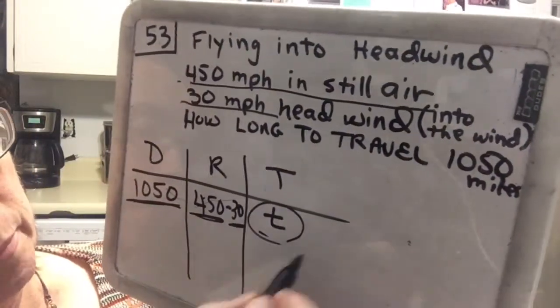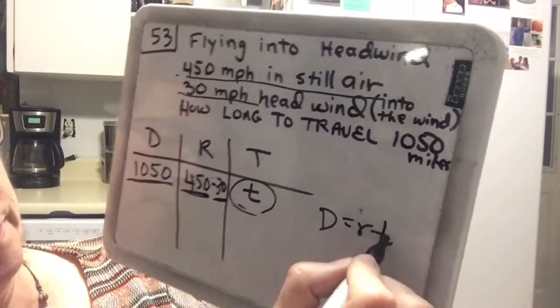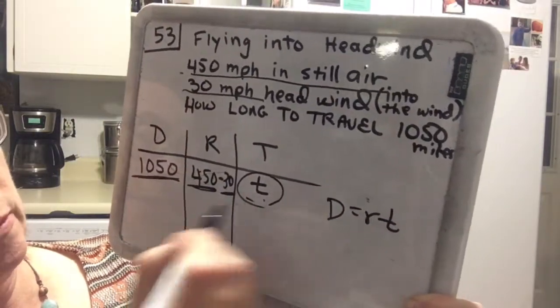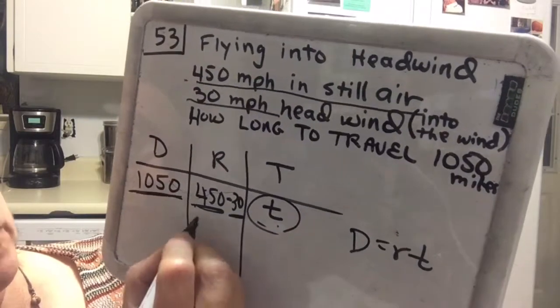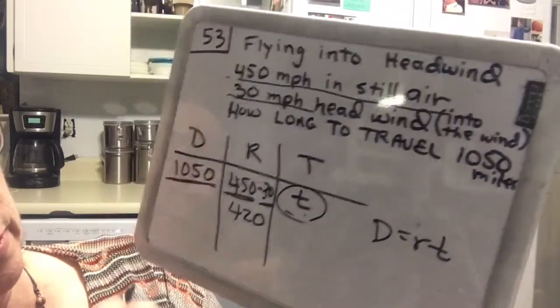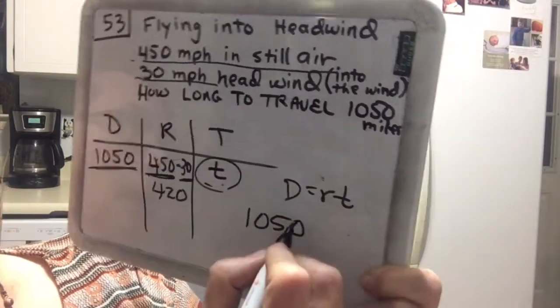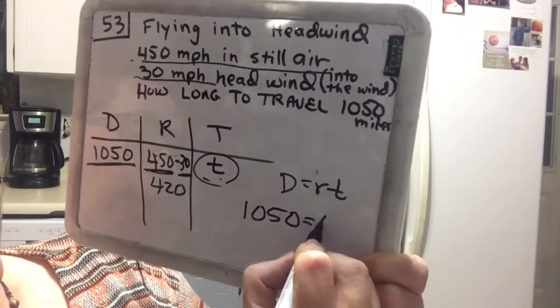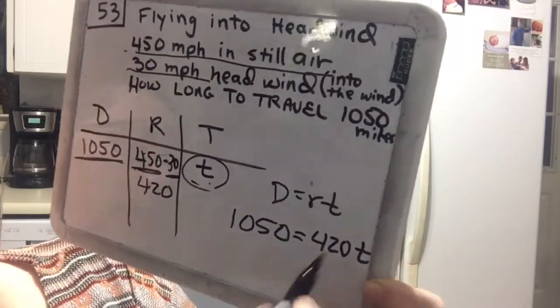And then my t. Okay, remember distance equals rate times time. So we're going to multiply these two together, but let's go ahead and simplify this. 450 take away 30 is 420. So let's make that simpler. And so we end up with distance is equal to rate times time, and we're trying to solve for t.